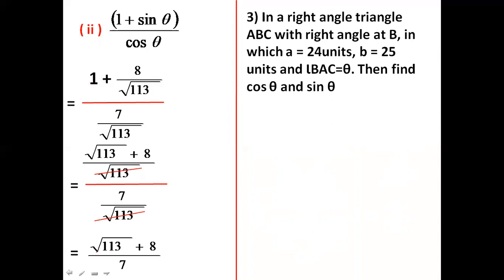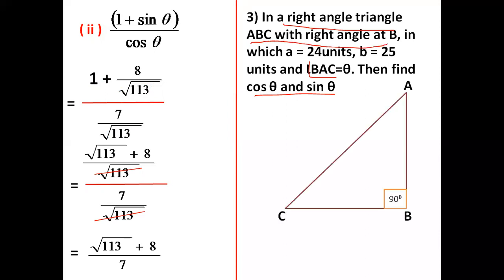You solve the problem. Here, in a right angle triangle ABC with right angle at B, in which small a is equal to 24 units, b is equal to 25 units, and angle BAC is equal to theta, then find cos theta and sin theta. Here you take the right angle triangle ABC with right angle at B. So I am taking the right angle triangle ABC, right angle at B.